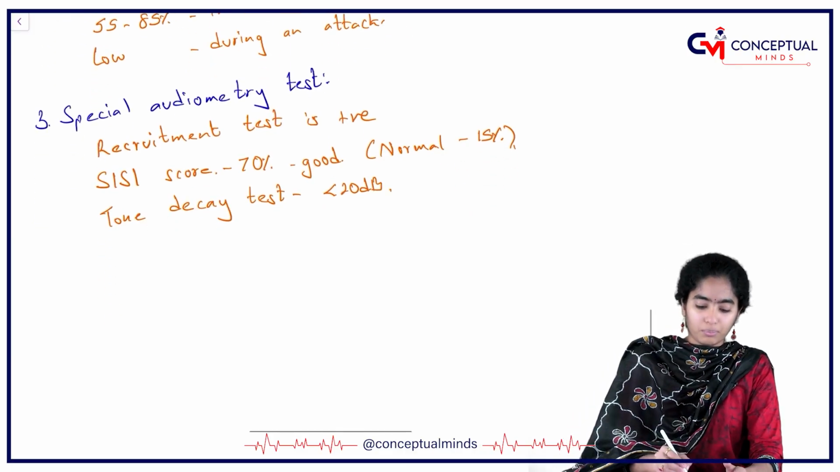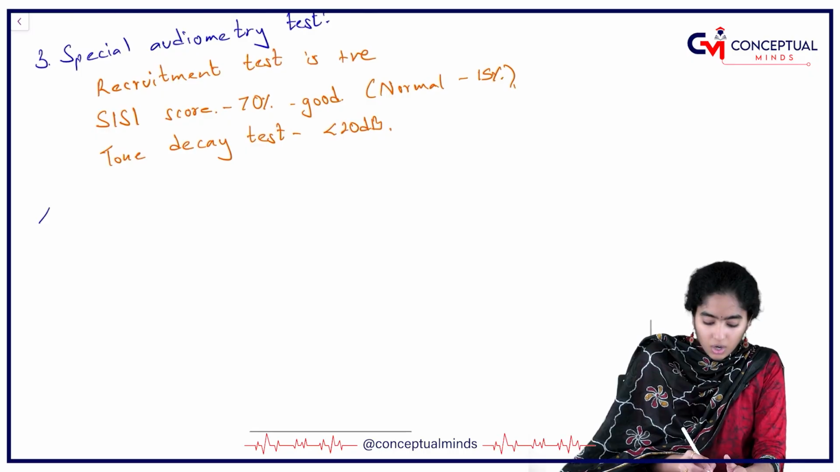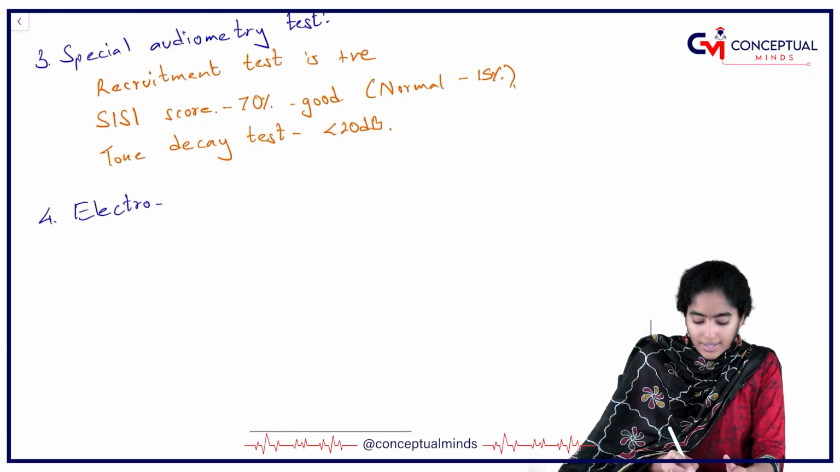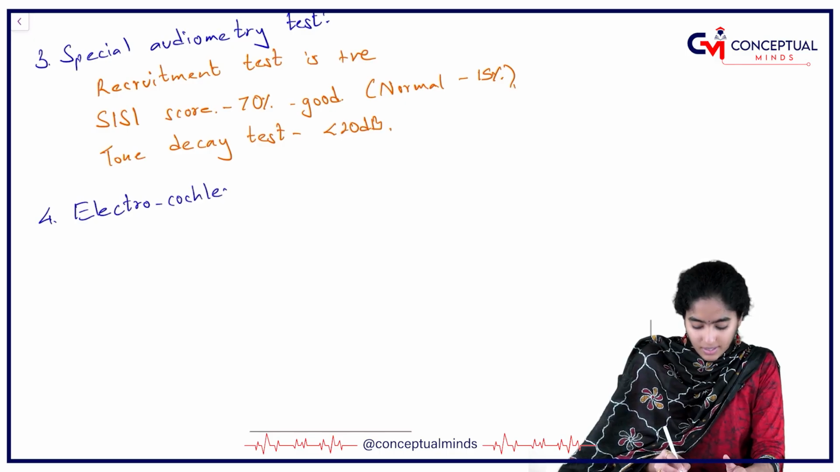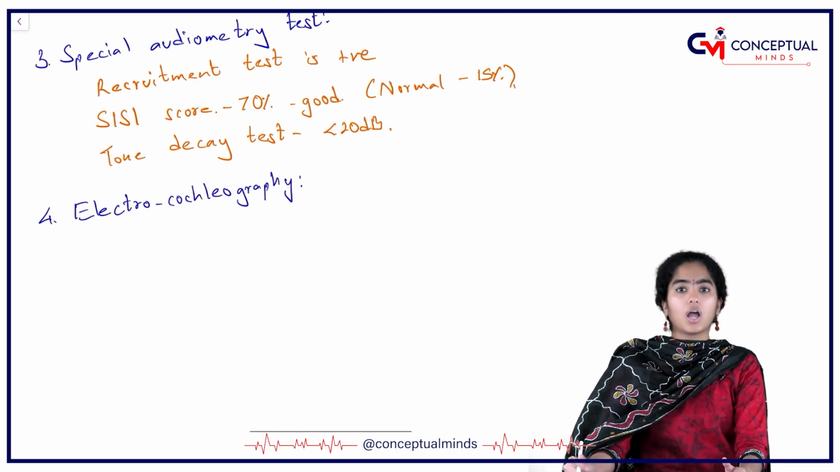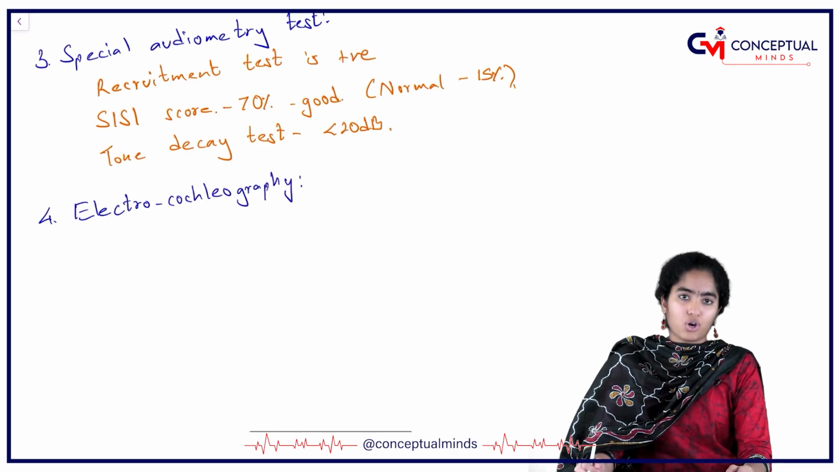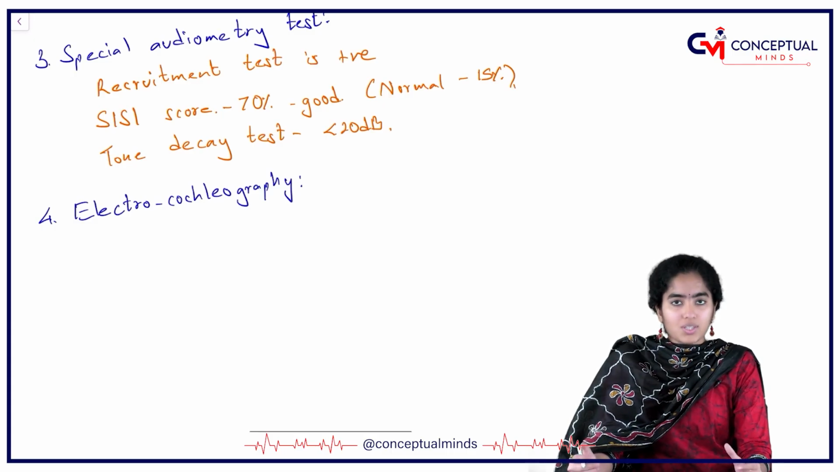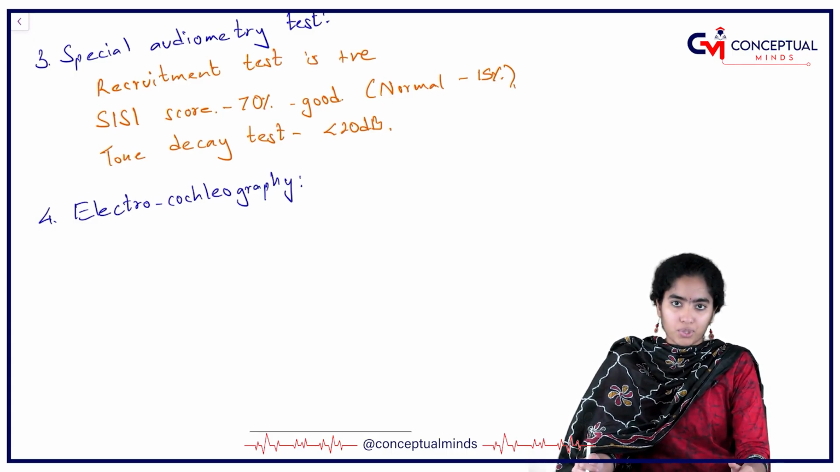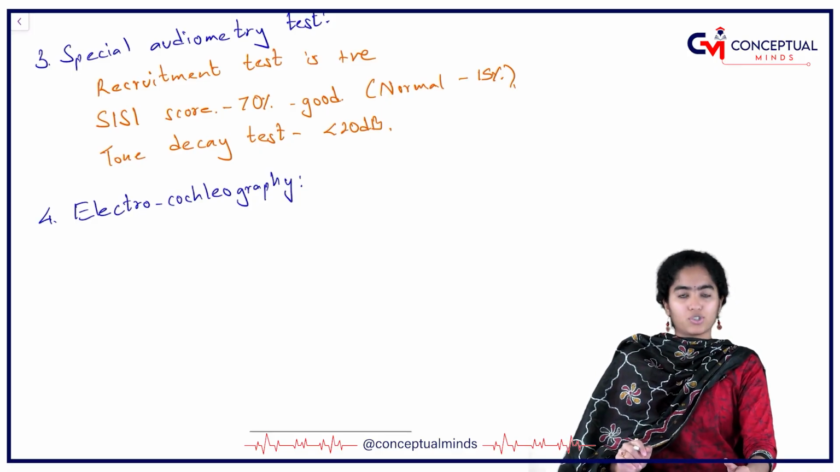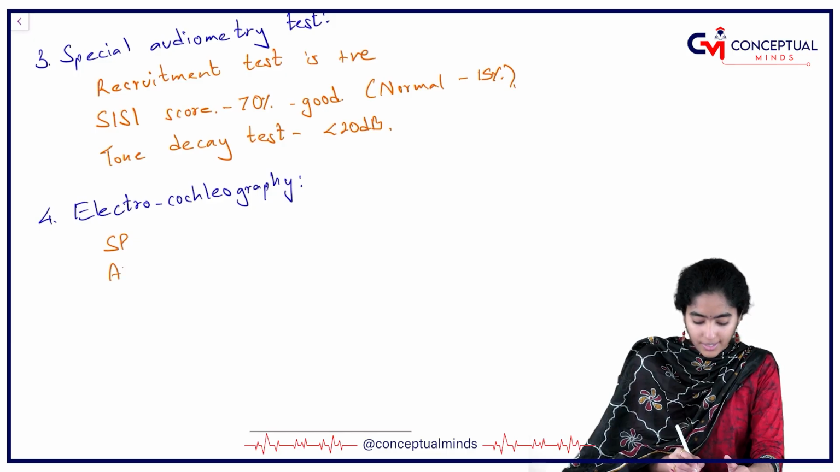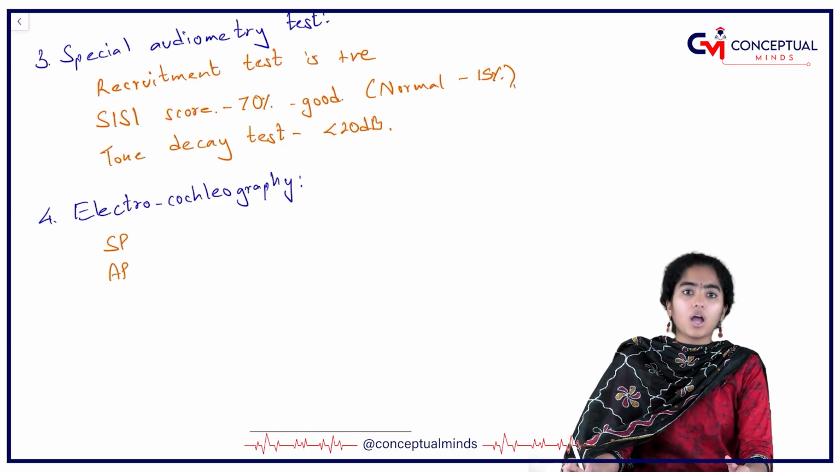And then there is one more very important test called as electrocochleography. This test is very sensitive and it is diagnostic of Meniere's disease. What is shown in electrocochleography is, in the cochlear micropotentials, we have studied that there are two types of potentials, the summating potential as well as the action potential. Summating potential and action potential.